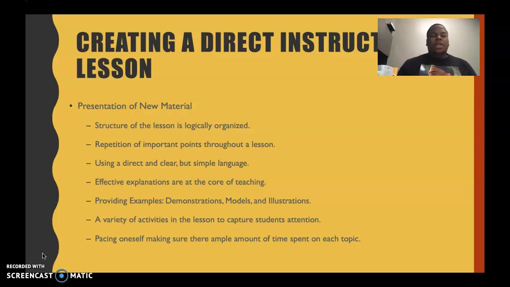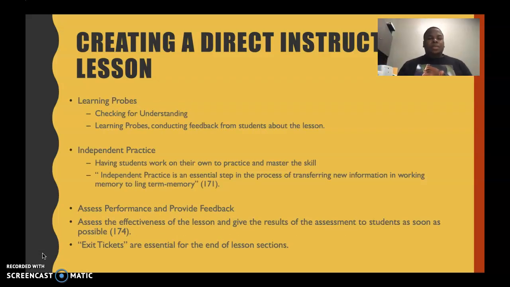A variety of activities in the lesson can capture the students' attention. And then pace yourself as a teacher to make sure you have an ample amount of time spent on each topic. You don't want to hone in on one topic and spend less time on others, because they won't be as effective in conclusion with the lesson.